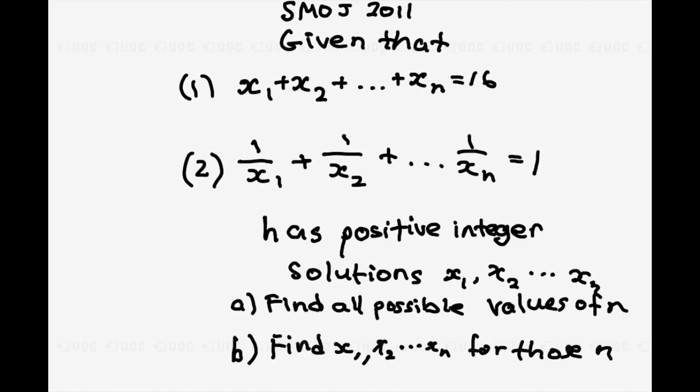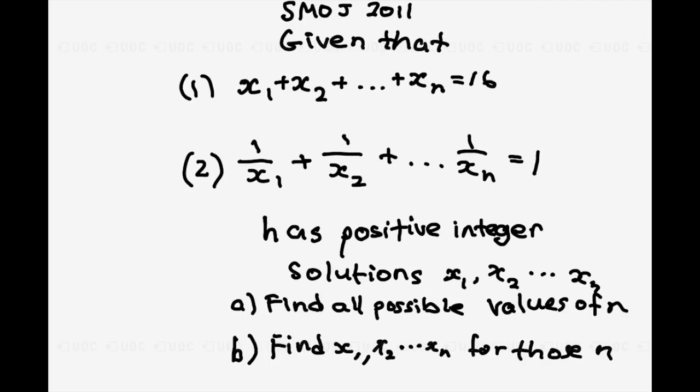And today we're going to be looking at SMO Junior round 2. This time it's from 2011. This is a special round. And we're given this problem. Given that the sum of n positive integers is 16 and the sum of their reciprocals is 1, find all possible values of n and solve this equation for that value of n.